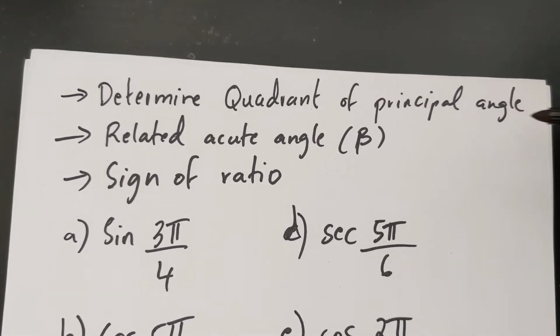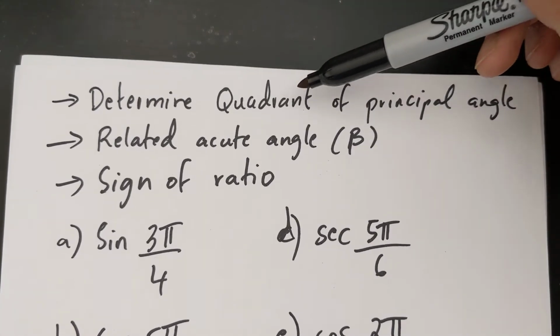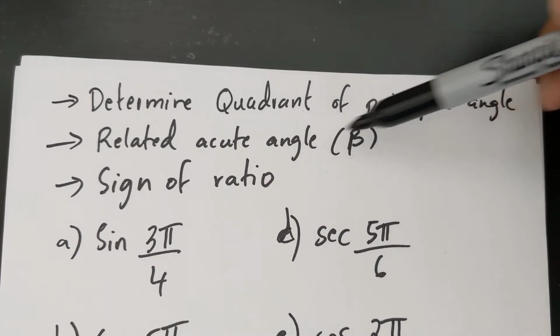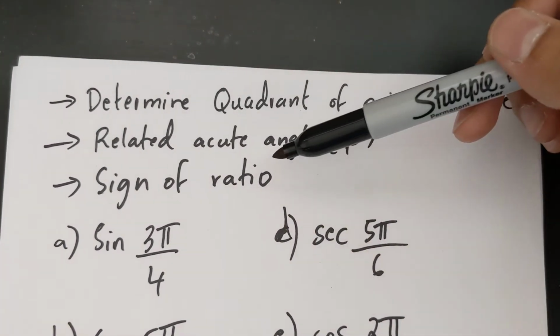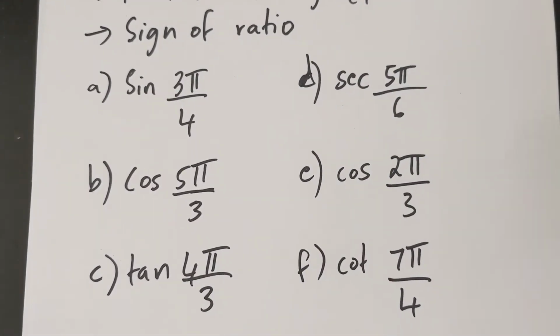Okay, so in this question, we're going to determine three different things for each question. First is the quadrant of the principal angle. Second is the related acute angle, which is referred to as beta. And then the sign of the ratio, and we're going to do it for these 6 examples right over here.